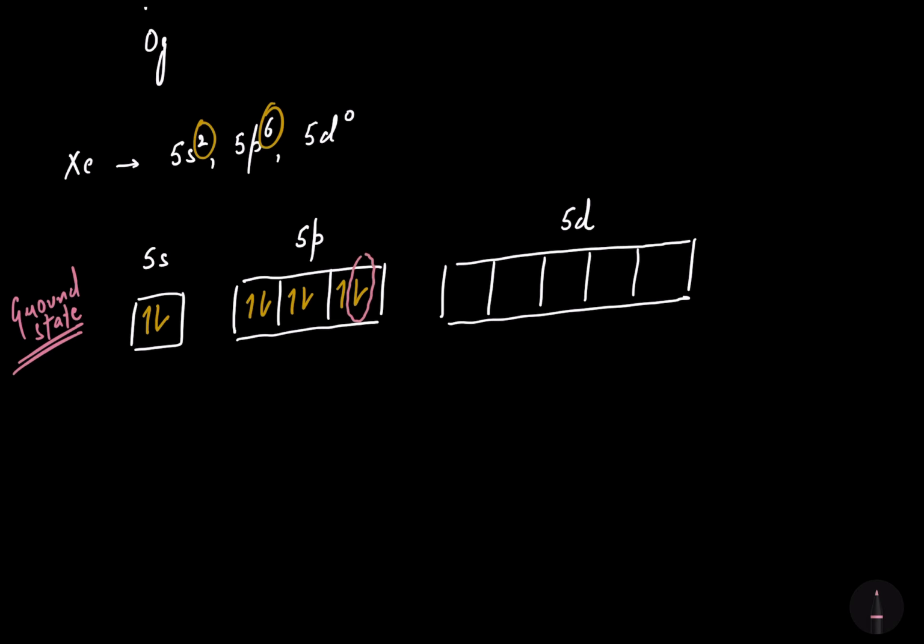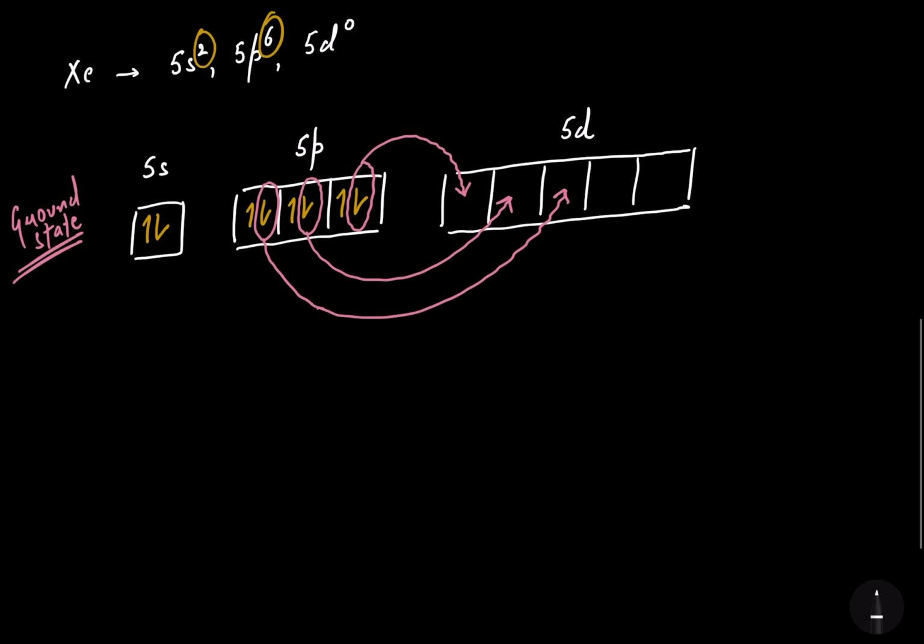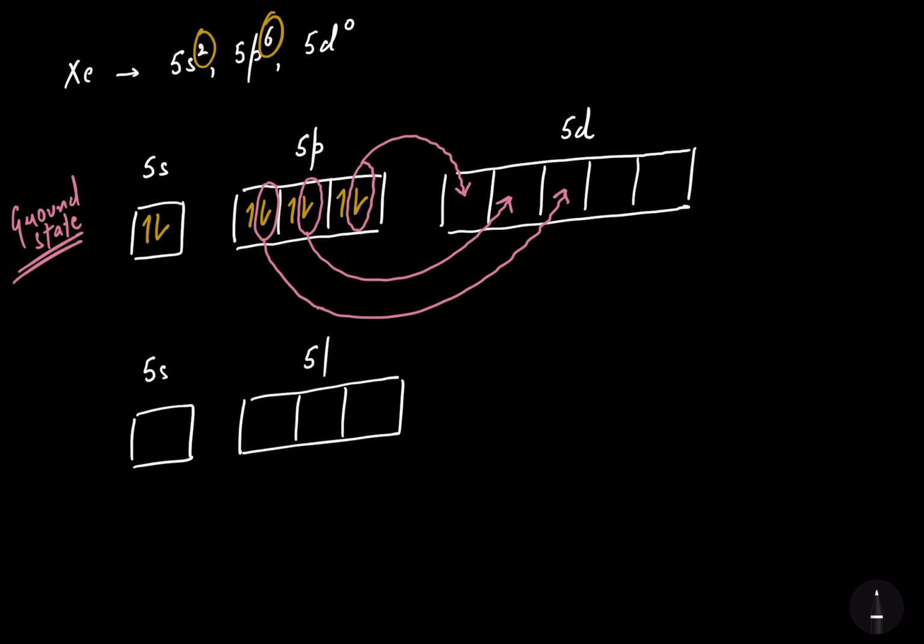That's the first electron which will jump or excite to the d orbital. That's the second electron which will excite from 5p to 5d, and that's the third electron which will excite from 5p to 5d. So let's make the excited state. That's the 5s orbital. These three are 5p orbitals, and these 5 are 5d orbitals.